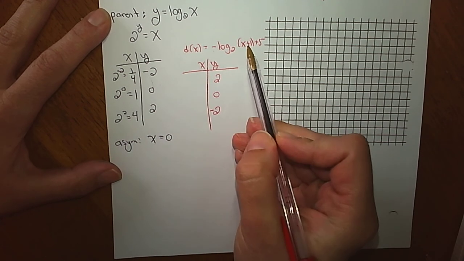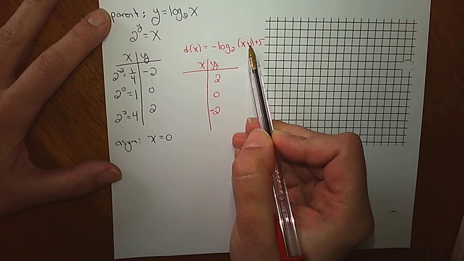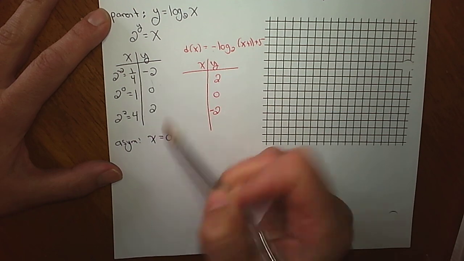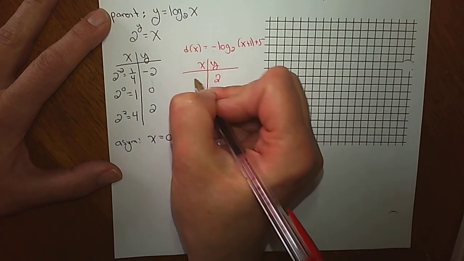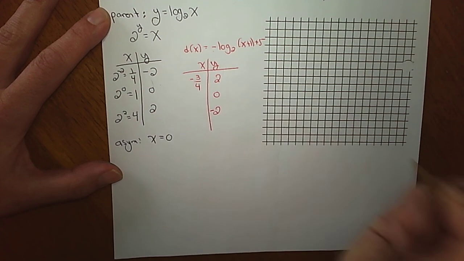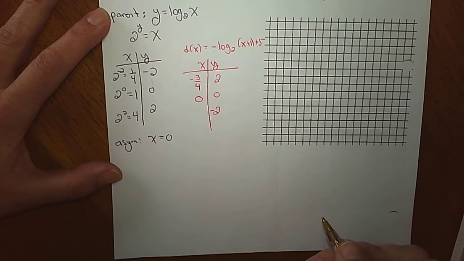Then we have x plus 1. That means I'm subtracting 1 from each of these x values. So 1/4 minus 1 is negative 3/4. This would be 0 and 3.